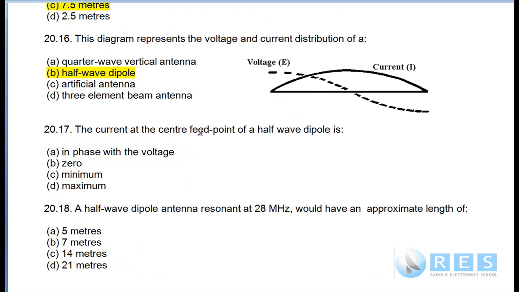20.17, the current at the center feed point of a half-wave dipole, they're asking you what the current is there at the center. It's going to be maximum. 20.18, a half-wave dipole antenna resonant on 28 megahertz would have an approximate length. Well, okay, 28 megahertz is pretty close to 30, so let's call it 30. And let's divide 30 into 300, and we get 10. That's the wavelength, and we want a half wavelength, so we need to halve it: 5 meters.